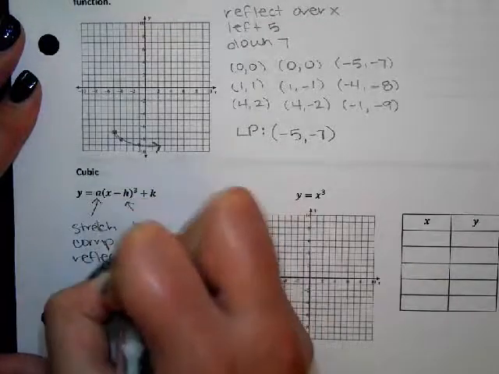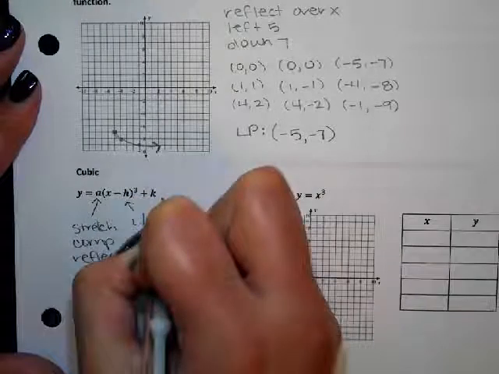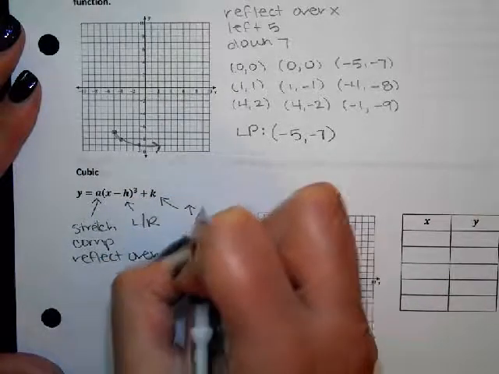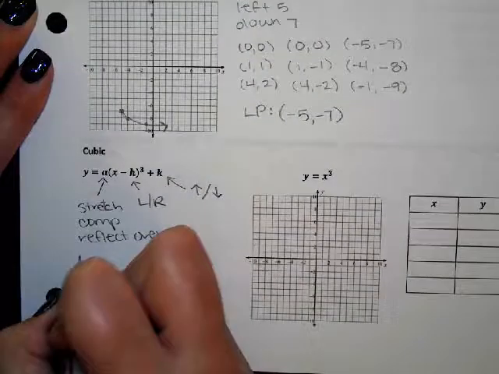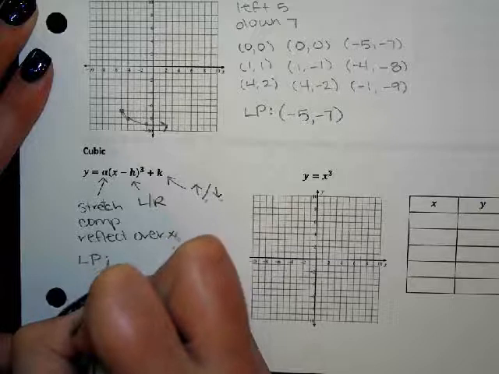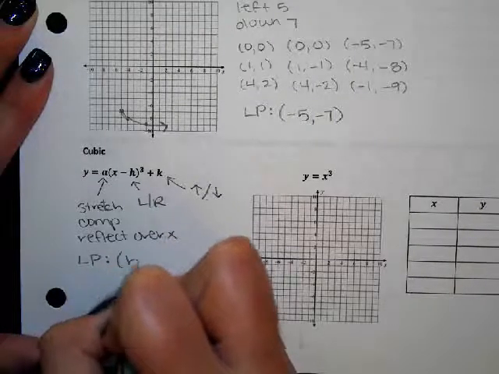The H is a left or right shift. The K will shift it up or down. This one again is going to have a locator point instead of having a vertex, and that is going to be HK.